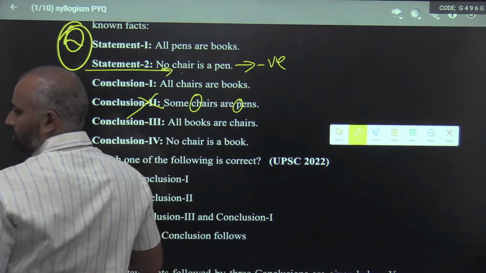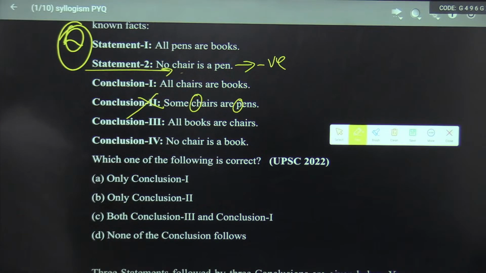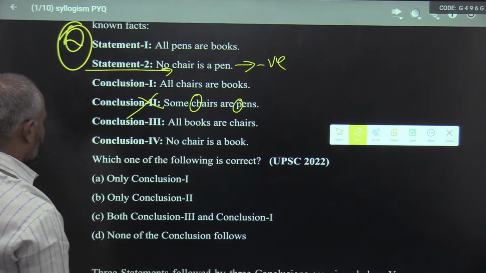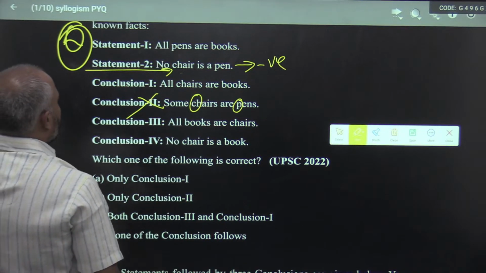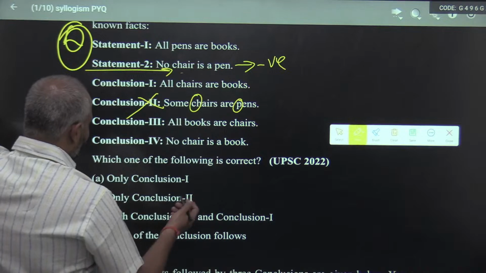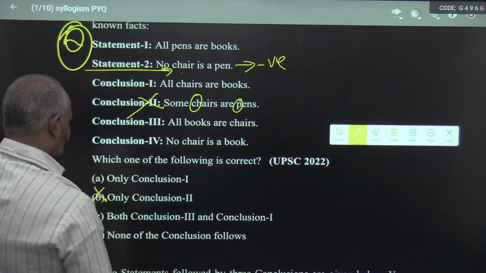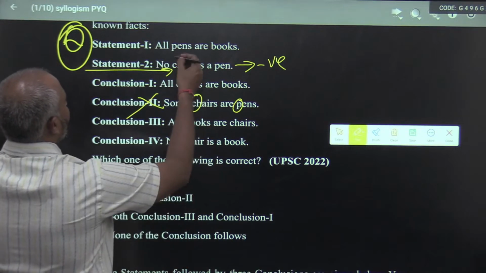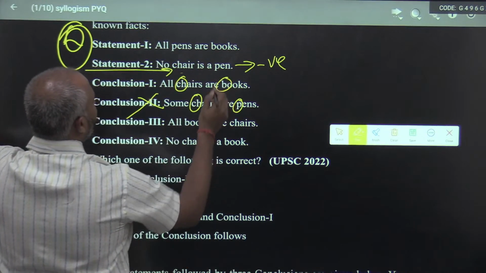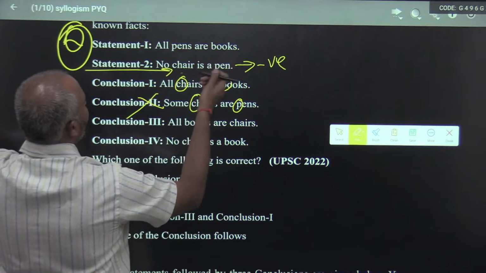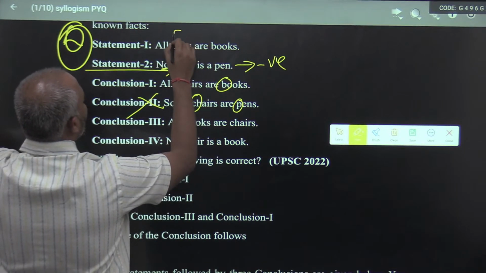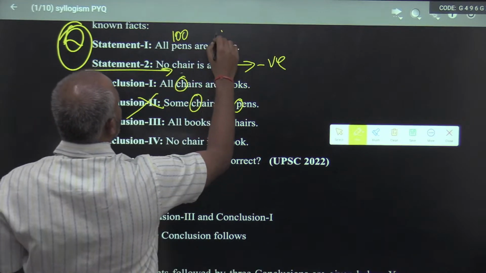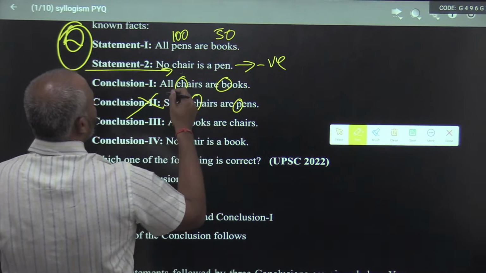So conclusion 2 is already gone. So eliminate those options which have conclusion 2. So B is gone. Now next one is between C and B, between chair and book. So code all: 100, book 50.